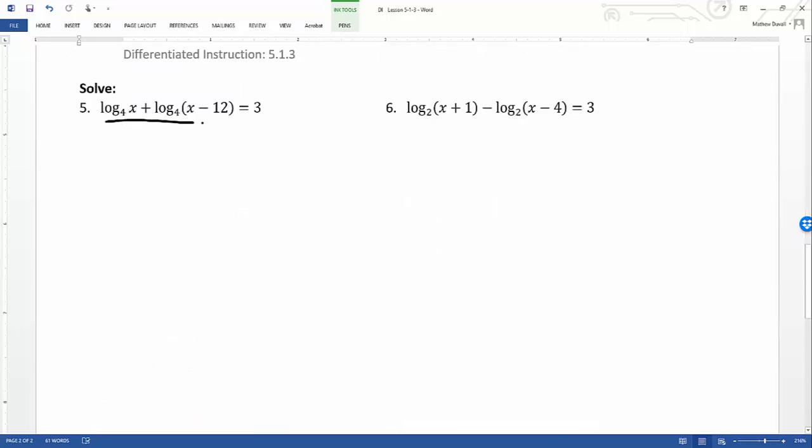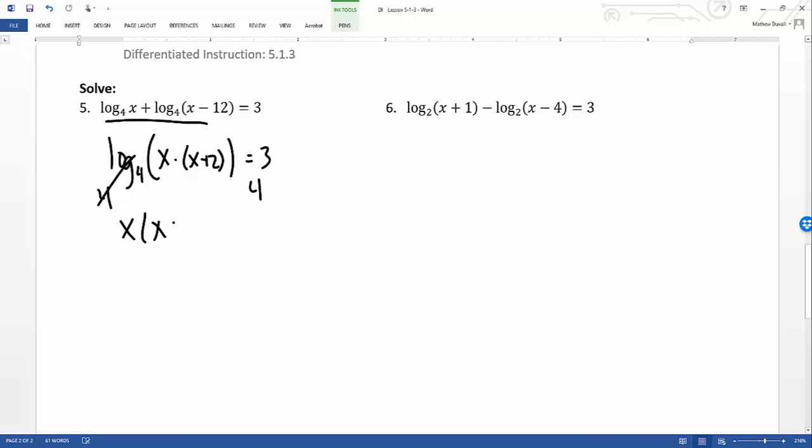Now for here, I have to condense these. So log base 4 of x times x minus 12 equals 3. Base 4 to both sides. So the base 4s cancel out. So you get x times x minus 12 equals 4 to the third.